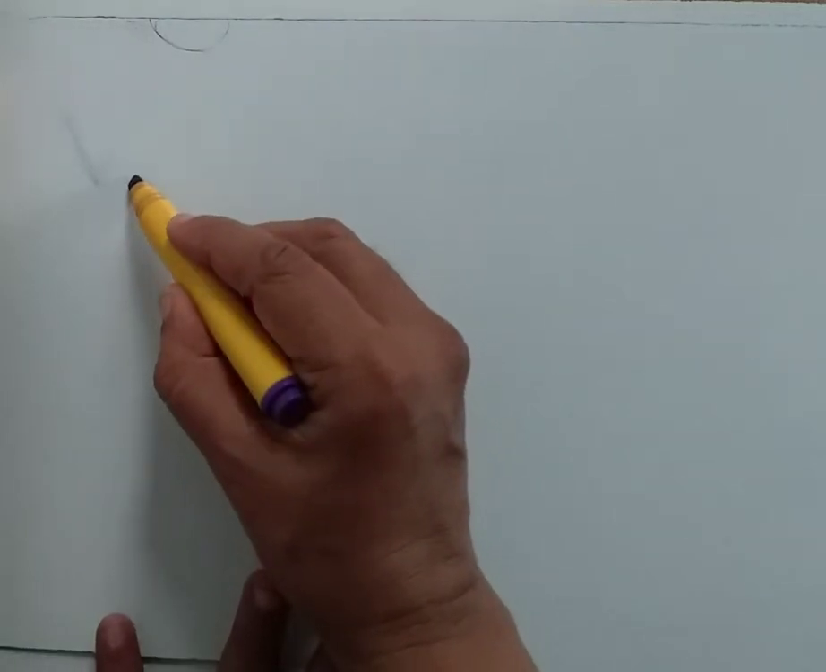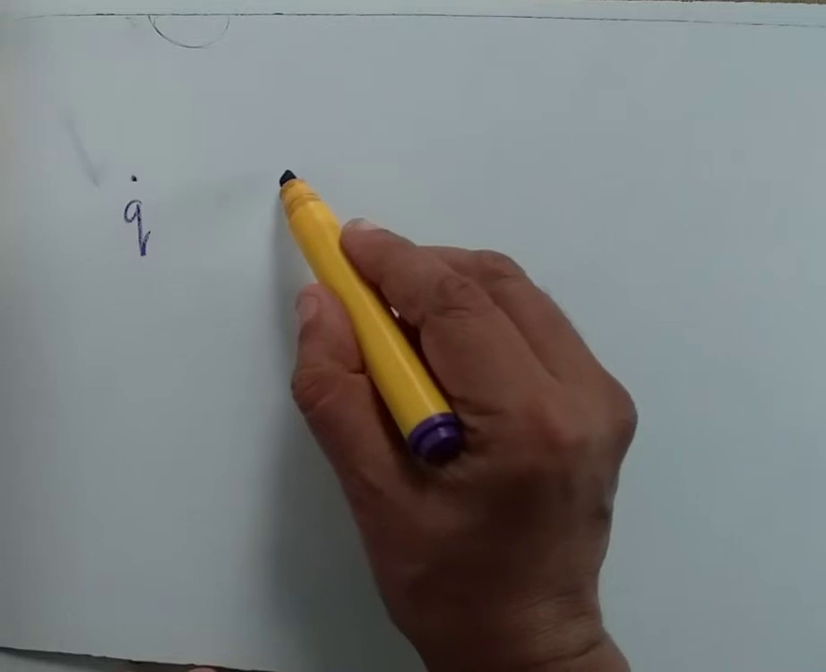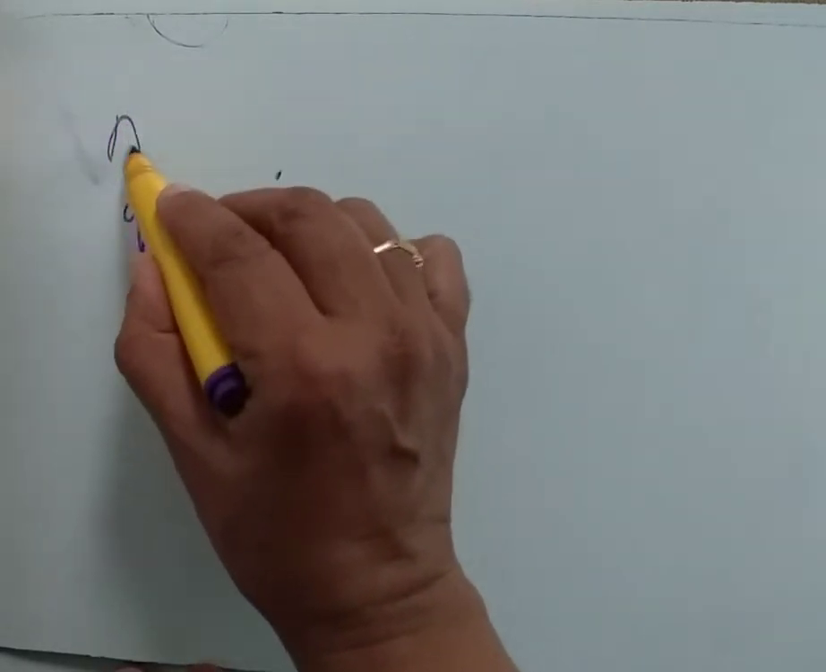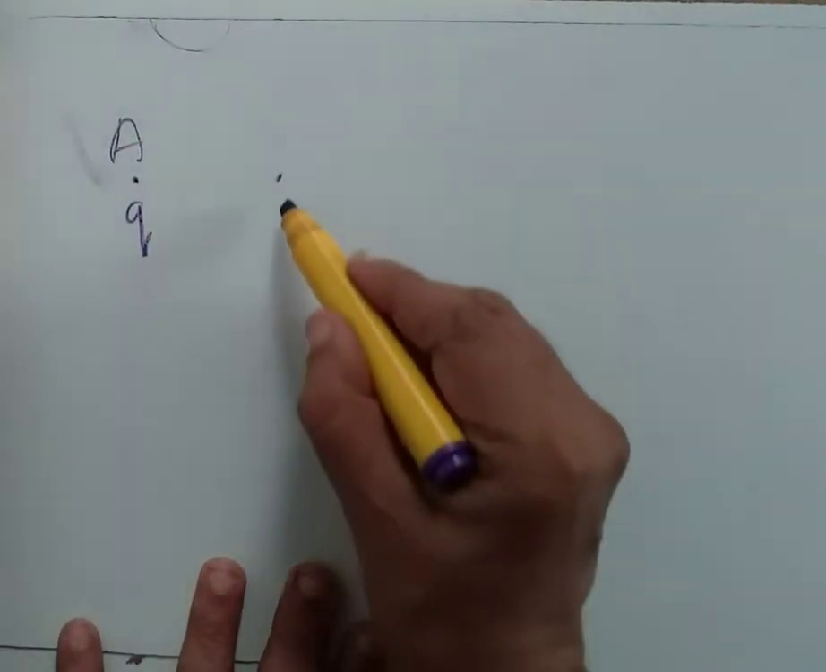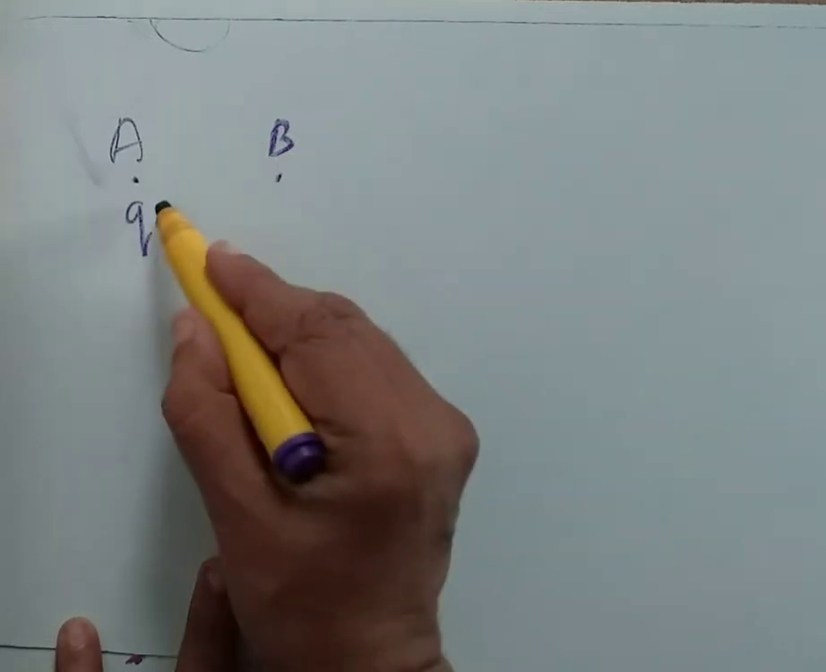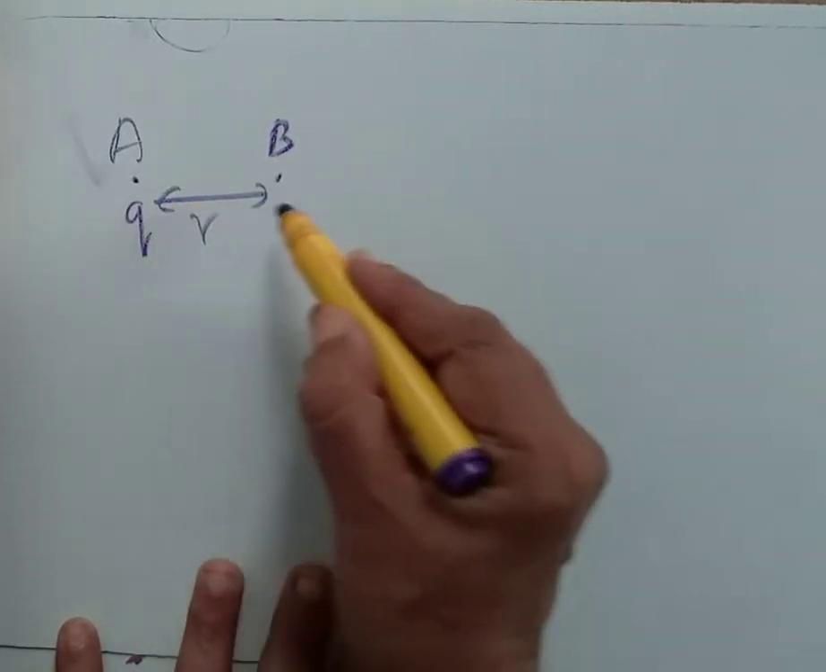Let me go for this. Say we have a charge Q there. Instead of Q1, I am calling it Q. Another point, say at A, charge Q is there. At B is the point which is at a distance R.